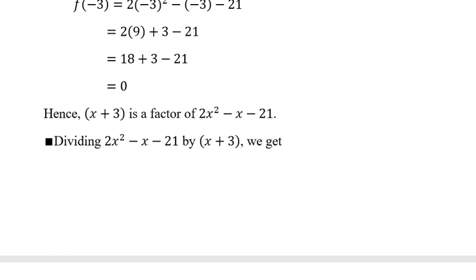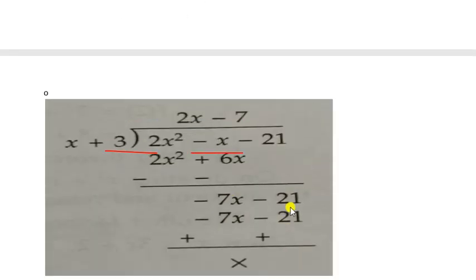That means, see, dividing 2x square minus x minus 21 by x plus 3. We have to divide our given polynomial by our given factor. Then only you will get one more factor. Let's see. Division. See, we will divide our given polynomial 2x square minus x minus 21 by x plus 3. You know how to divide.